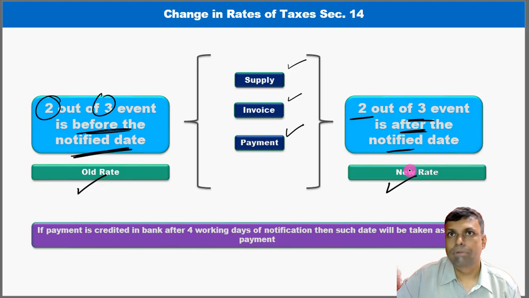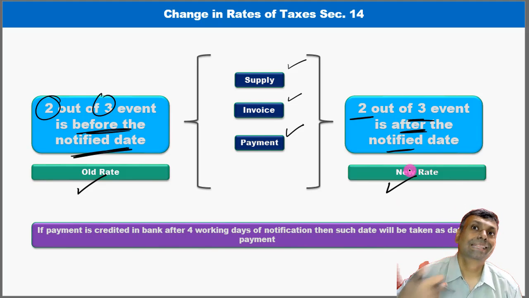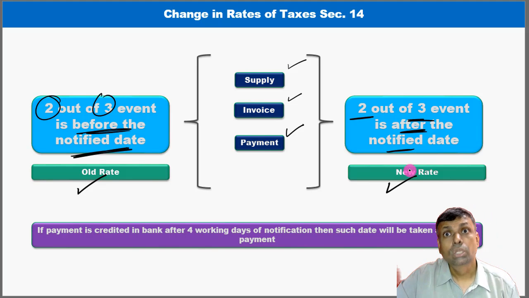So you have 3 events. Check out these events. 2 out of 3: if they are before the notification date, then the old rate applies. And if 2 out of 3 events are after the notification date, in that case it will be the new rate of GST that will be applicable.